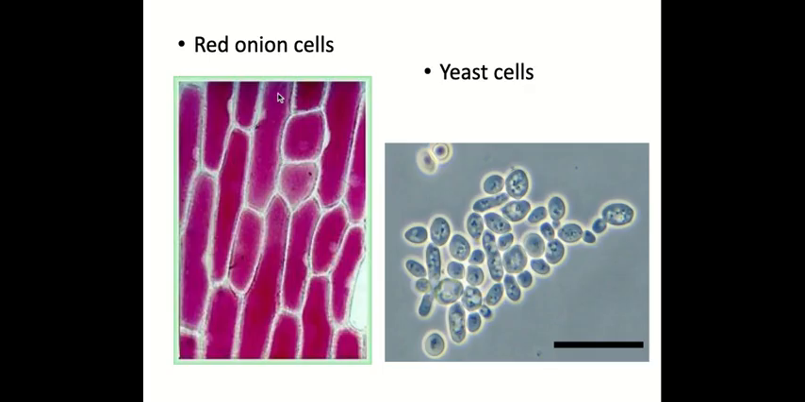Red onion cells are a type of plant cell. For this one, you can see the cell wall and cell membrane going around the outside, and in red onion cells, the cytoplasm is dyed a red colour. Yeast cells, these ones here, you can see their cell membrane and cell walls, and you can see their nucleus as well.